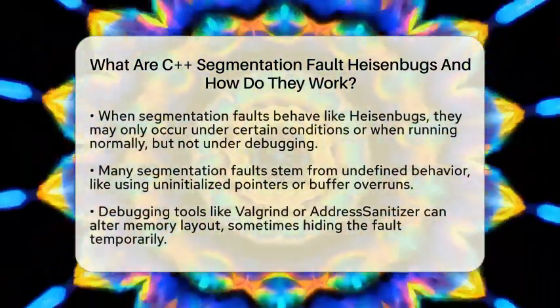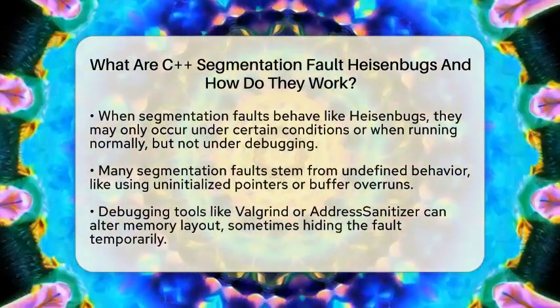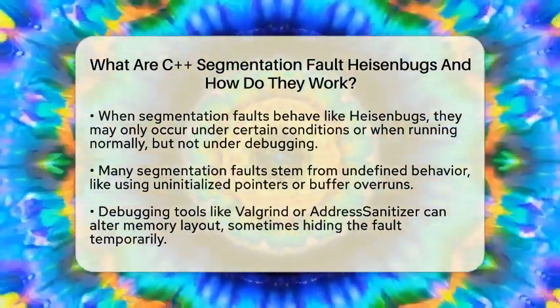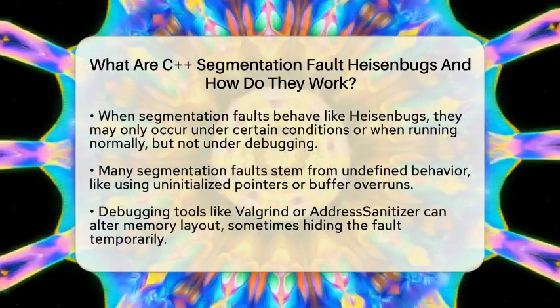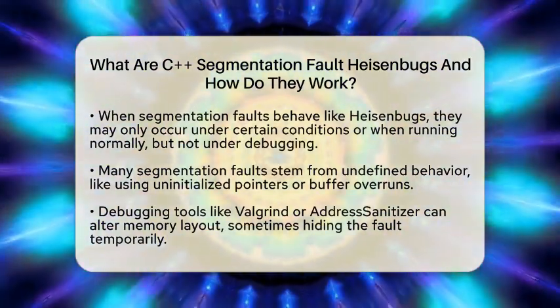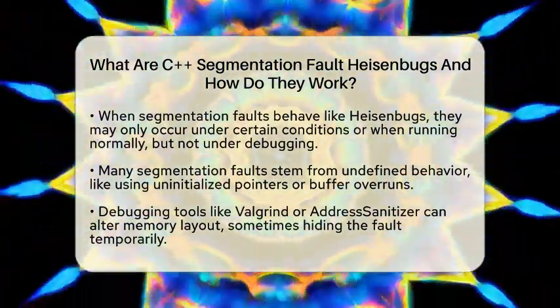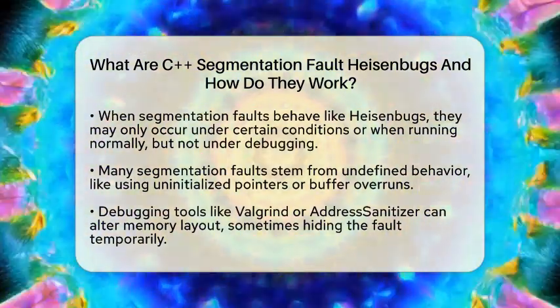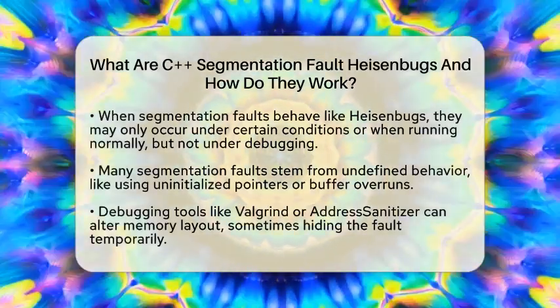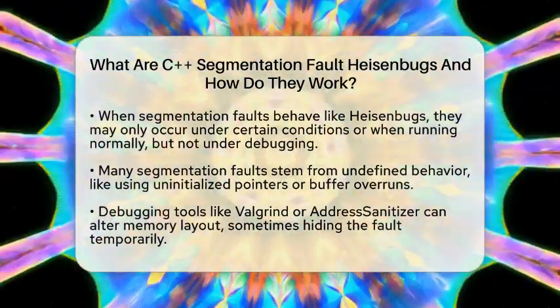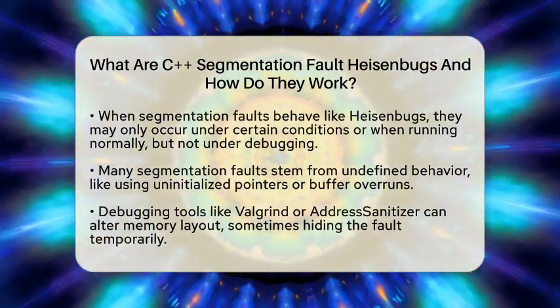When a segmentation fault behaves like a Heisenbug, it can be very frustrating. The fault might only happen under certain conditions or only when you run the program normally. But when you run the same code under a debugger or add extra logging, the crash might not happen at all. So how do these bugs work?